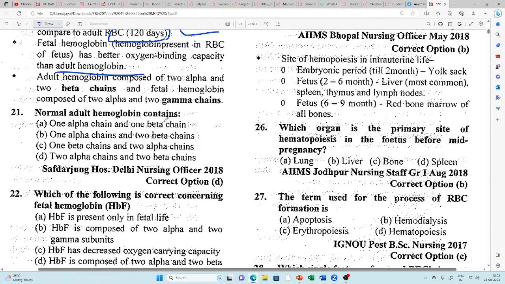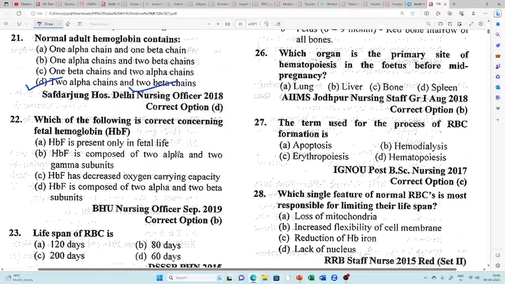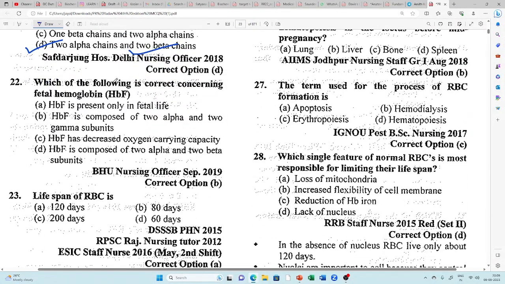Next, what are the chains in normal adult hemoglobin? That is 2 alpha chains and 2 beta chains. Next, which of the following is correct concerning fetal hemoglobin? HbF is composed of 2 alpha and 2 gamma subunits. That is fetal hemoglobin.